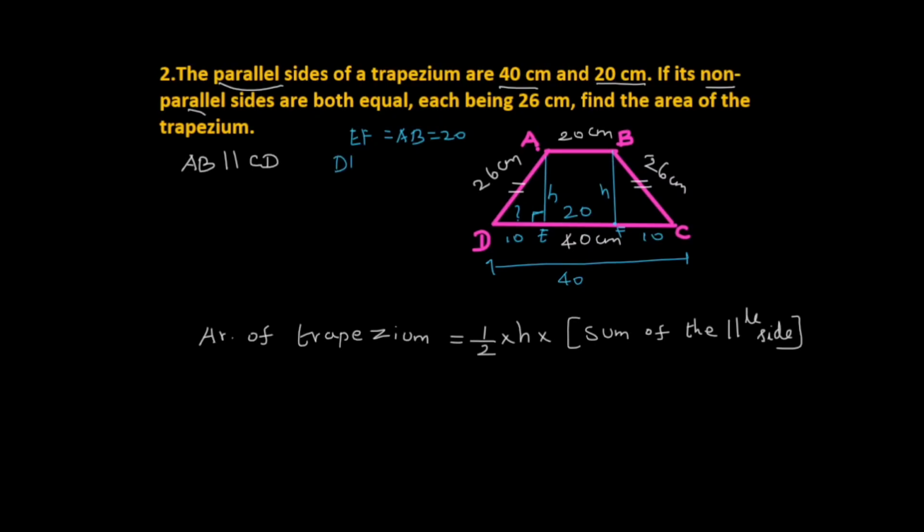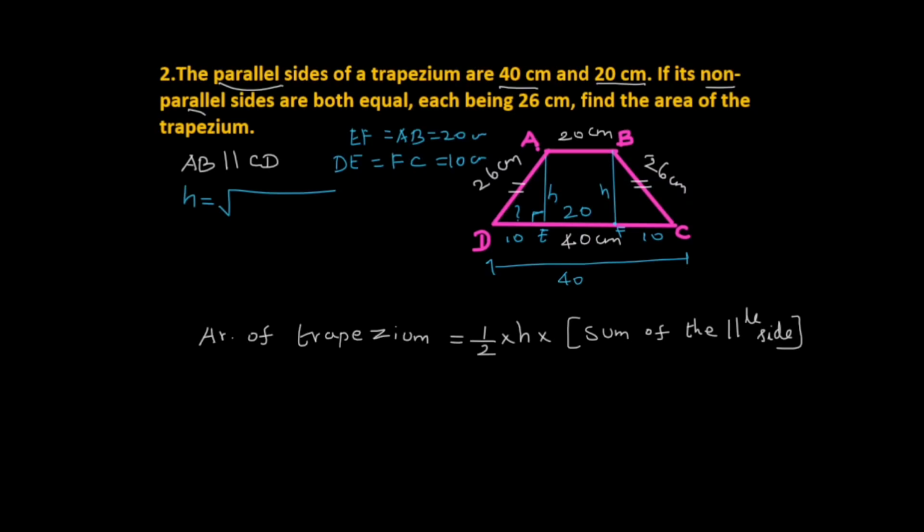So DE is equal to FC is equal to 10 centimeters. So that DC will be 40 centimeters. 10 plus 20 plus 20 is nothing but 40 centimeters. Now if we want to find h, you know very well our Pythagoras theorem.